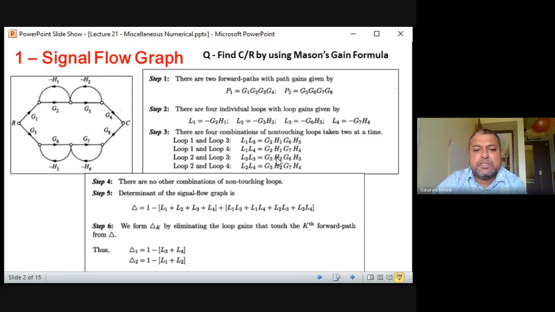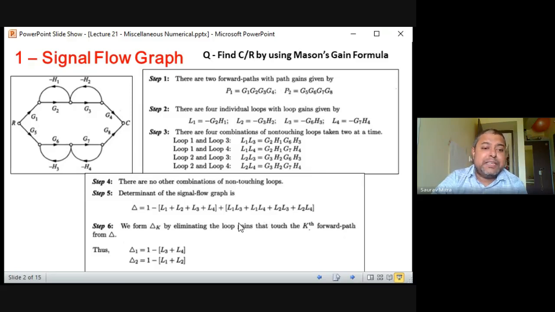So whatever are the values G3 H2, G6 H3 and all those things, you can find out from the top. So there are 4 individual loops, and 4 pairs of non-touching loops. And you are finding that a combination of 3 non-touching loops is not here, because this loop is non-touching with these 2, but these 2 loops are touching, so a 3 combination of non-touching loops is not there. So what is delta? Delta is equal to 1 minus L1, L2, L3, L4, plus all these 4, that is L1 L3, L1 L4, plus L2 L3, L2 L4. So these are the 4 types. So you are finding there are 9 terms in the denominator.